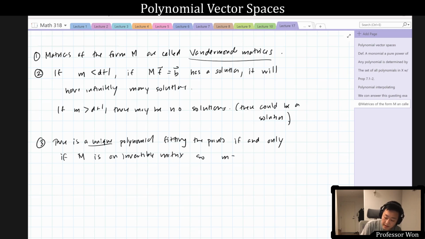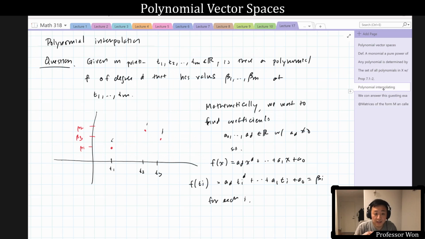So this means that M is equal to D plus 1. Think about what this means in terms of, again, this picture. M is D plus 1, so if you have 2 points, you want D to be 1. That says that the only chance to have a unique polynomial going through 2 points is if you say, I want a degree 1 polynomial.